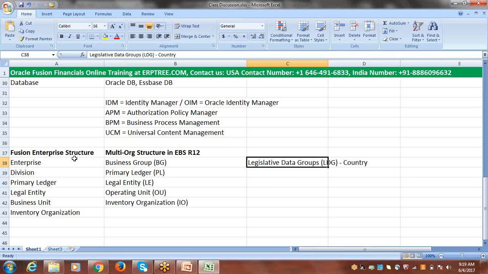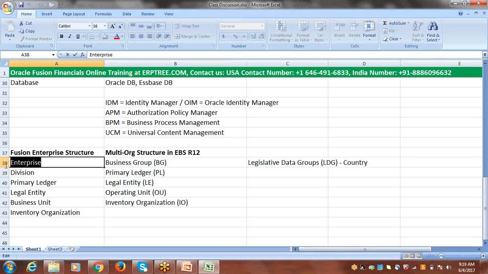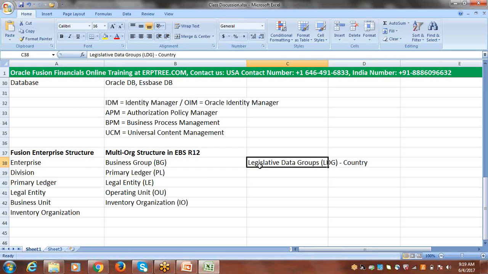Okay, any question on this, please? Business group is a concept we have in EBS. In Fusion we have enterprise, but enterprise is not exactly equal to business group. Within the enterprise we have legislative data groups. Those you can compare with the EBS business group.